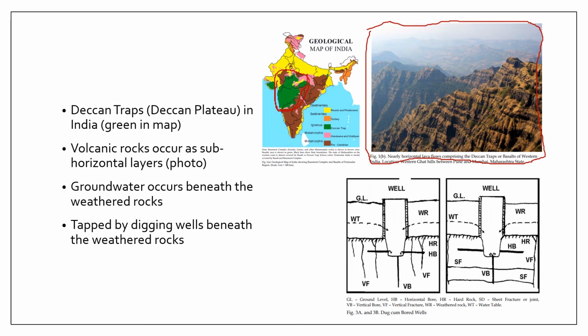And in the Deccan Traps, the groundwater here is occurring just below the weathered rocks. All right, so these are your weathered rocks, and this is your water table. What they do here is they dig a shallow well, all right, so that it can tap water for them to extract.